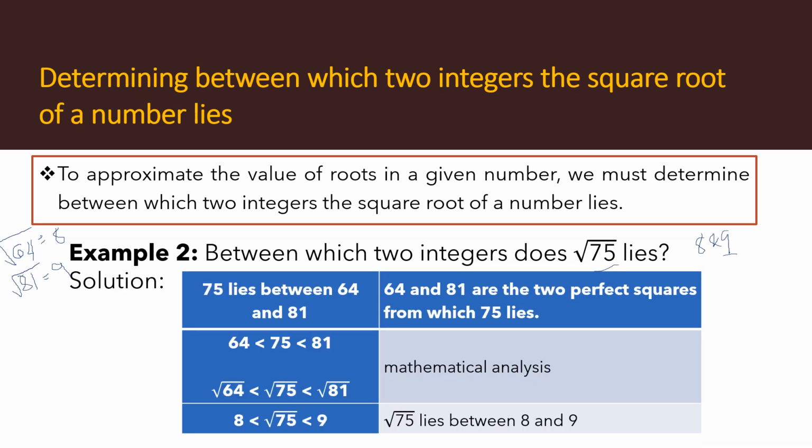Again, for the solution, 75 lies between 64 and 81. Okay, so if we are going to write them using the symbols for inequality, we have 64 is less than 75 and 75 is less than 81, until we find the final answer, which is 8 and 9. So again, square root of 75 lies between 8 and 9.